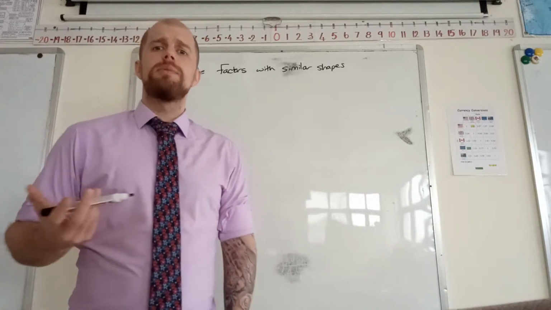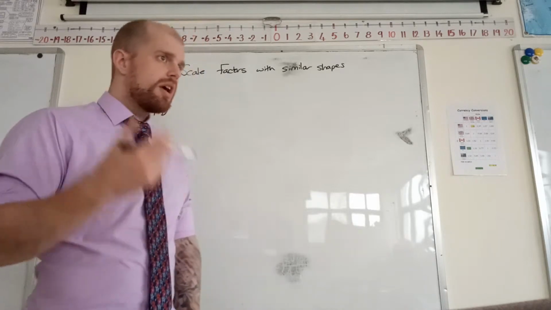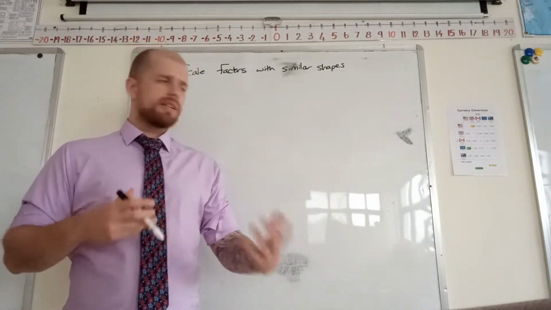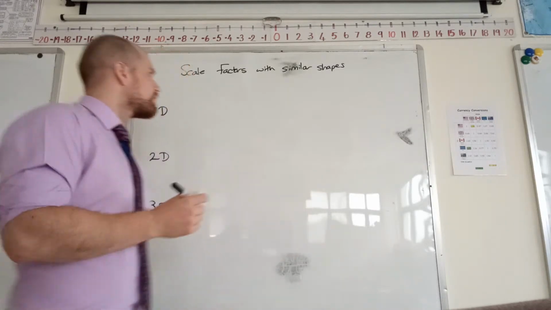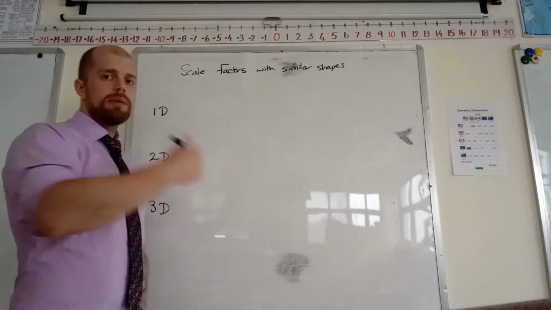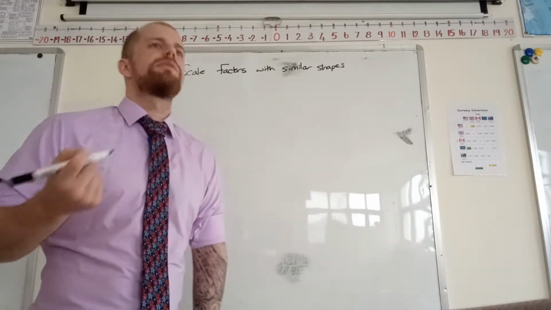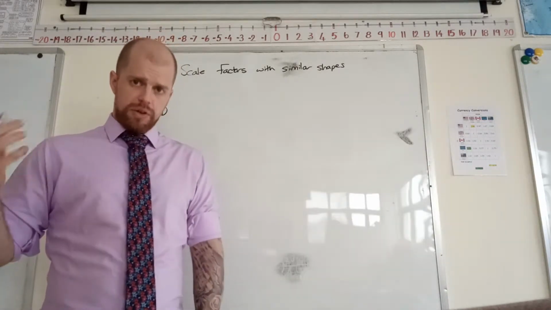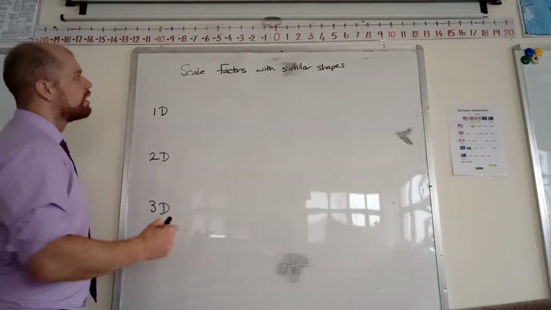So in these two videos we're going to be looking at scale factors using similar shapes, i.e. when you have two shapes that are similar and one is an expanded version of another. Now we're going to look at it in 1 dimension, 2 dimensions and 3 dimensions, and in my experience this is one of the things that students find the most confusing and often get really wrong at GCSE.